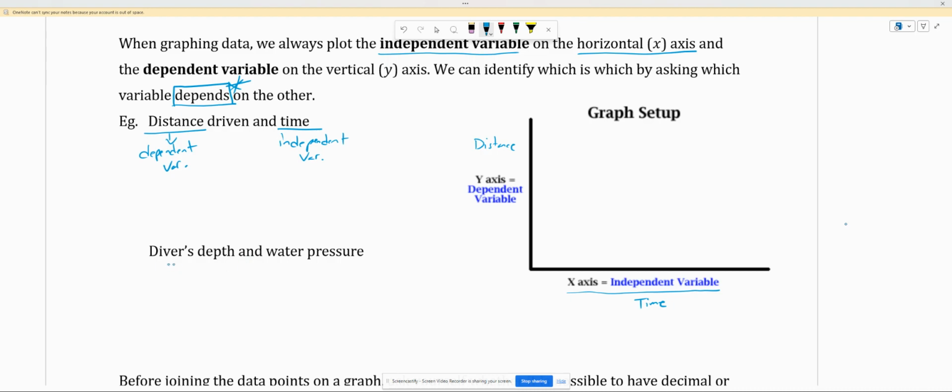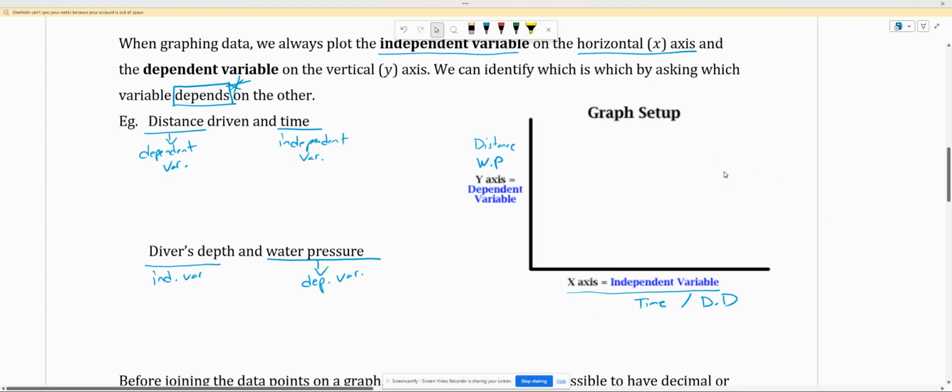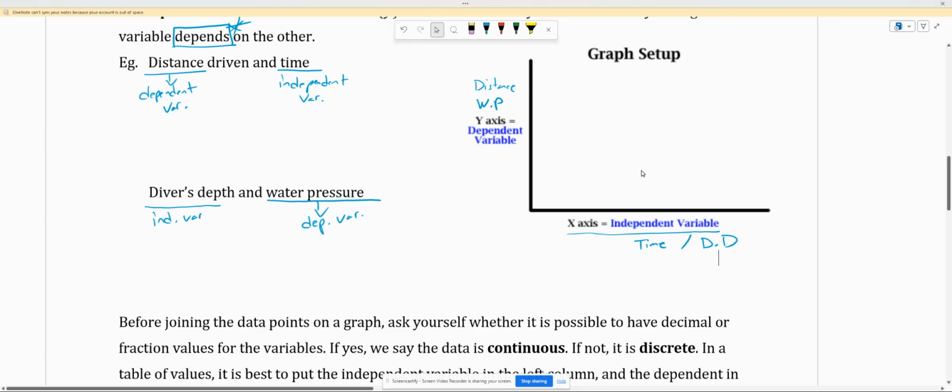Now, how about diver's depth and water pressure? Does the diver's depth depend on the amount of water pressure, or does the water pressure depend on how deep the diver's diving? And the second sentence makes way more sense. So water pressure this time is going to be our dependent. It depends on how deep you are. Dependent variable. So that would go here. So we'll put WP for short. And diver's depth, that's going to be our independent variable. So that would be here. We could say diver's depth, DD, because pressure depends on depth.